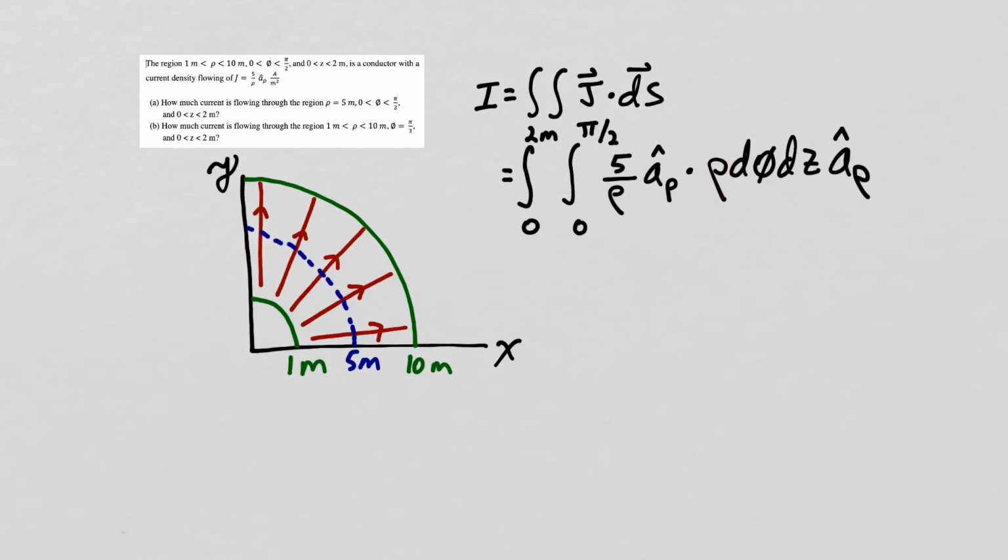But also notice that it doesn't matter what value we put in for rho, because we have a rho in the denominator and a numerator, so they will cancel. And our current density is in amps per meter squared, and our differential surface is a meter times a meter, or meter squared, so the result of this integration will be a current, amps.